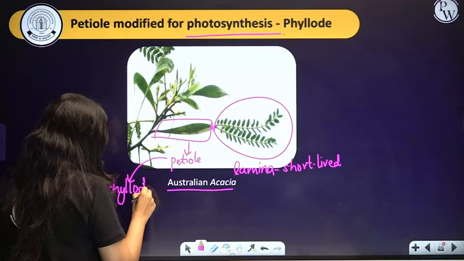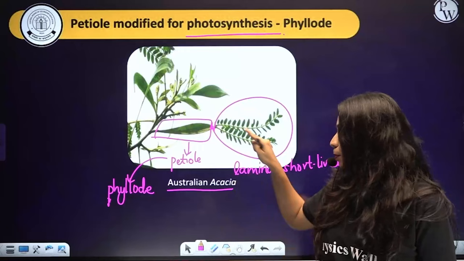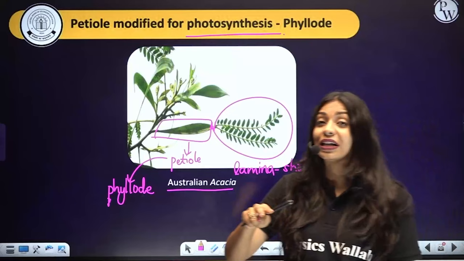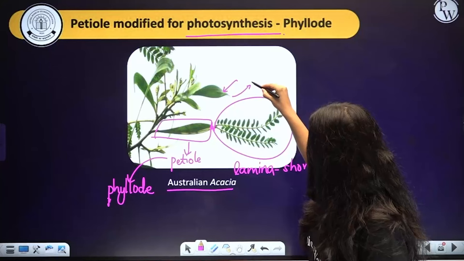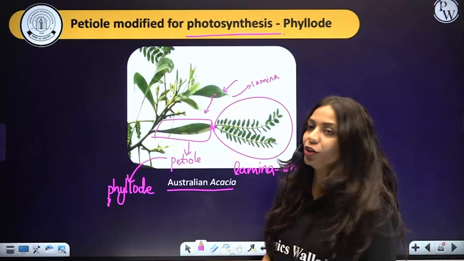One point of confusion is between phyllode and phylloclade. Phyllode is when the petiole takes up the function of photosynthesis, which we see in the case of Australian acacia. Phylloclade is when the stem takes up the function of photosynthesis, which we see in Opuntia. Okay, so here you can see this leaf. In this leaf, the lamina portion has already fallen off, and this expanded region is actually the petiole that is performing the function of photosynthesis.